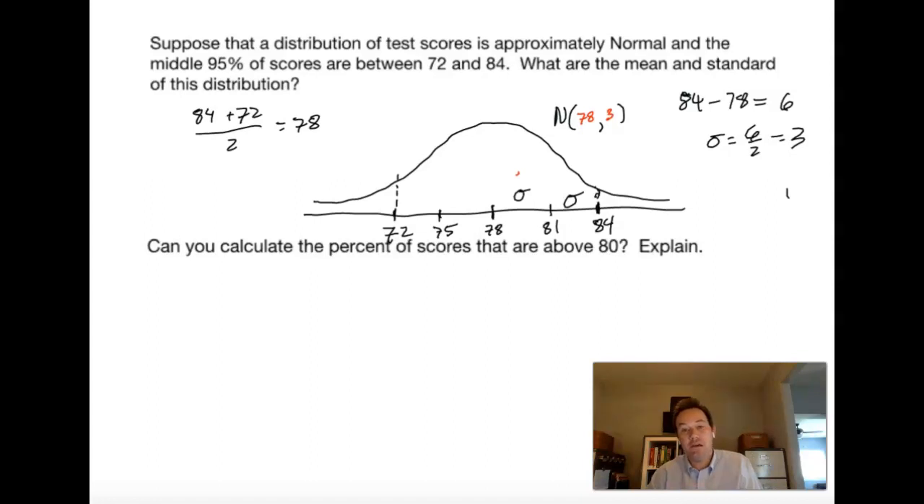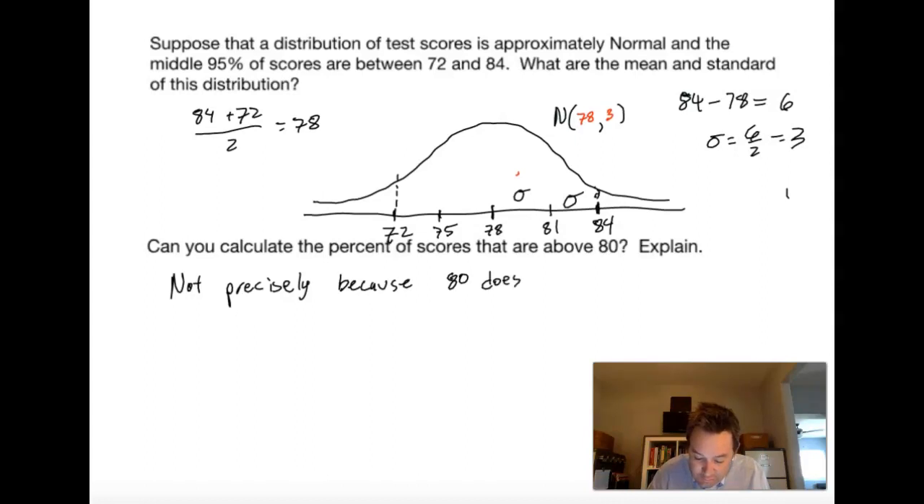All right, can we calculate the percent of scores that are above 80 and explain? Not precisely. Because 80 does not fall on a whole number of standard deviations.